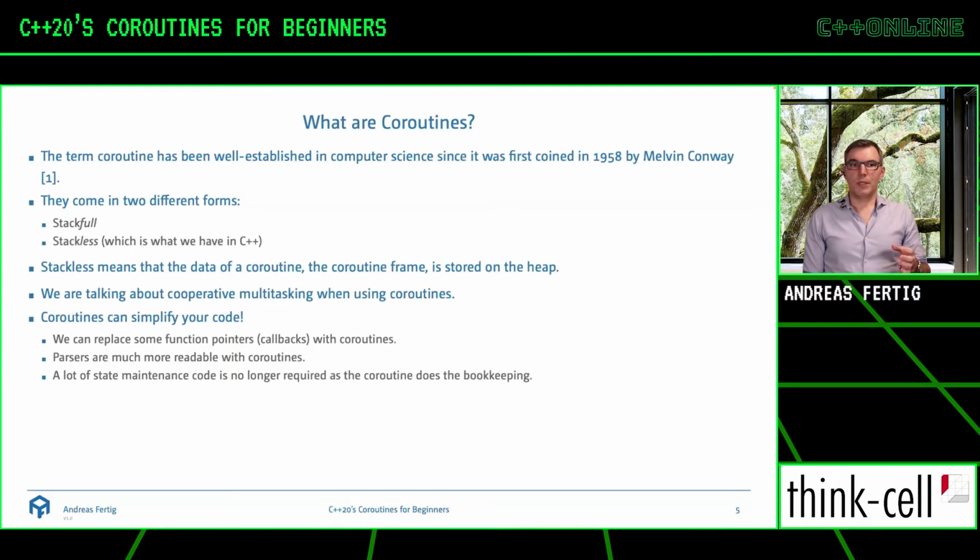When we're talking about coroutines, we are often talking about cooperative multitasking compared to preemptive multitasking. I have the example for that later, where the two models are compared. Coroutines can help us to simplify our code. They can help us to replace function pointers, aka callbacks, making the entire code look simpler. I have seen parsers becoming way more readable when we used coroutines to implement them as opposed to function pointers or whatever model there was.